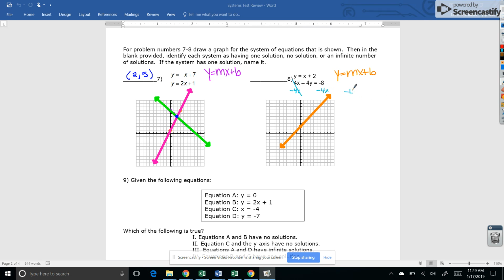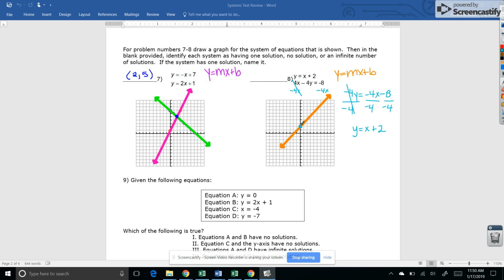I see I have a positive 4x, so I'm going to subtract 4x. I'm left with negative 4y is equal to negative 4x minus 8. Divide both sides by negative 4. Negative 4 divided by negative 4 is 1. And negative 8 divided by negative 4 is 2. So I have that same y-intercept and actually the same slope. The slope is 1, the y-intercept is 2.